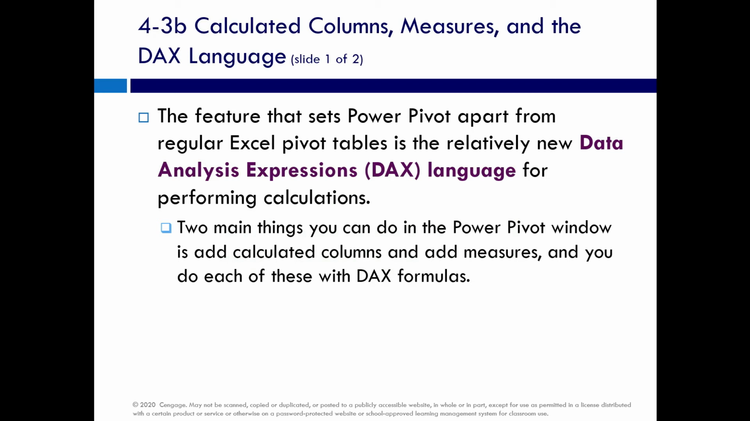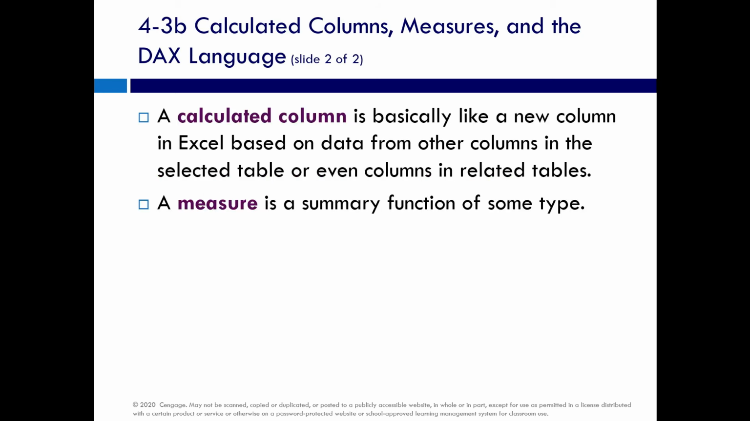The feature that sets Power Pivot apart from regular Excel pivot tables is the relatively new Data Analysis Expression, or DAX language, for performing calculations. The main things you can do in the Power Pivot window are calculated columns and measures, and do each of these with a DAX formula. A calculated column is basically like a new column in Excel based on the data from other columns in the selected table, even columns in a related table. A measure is a summary function for some.